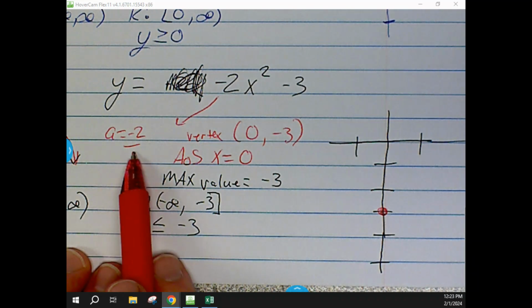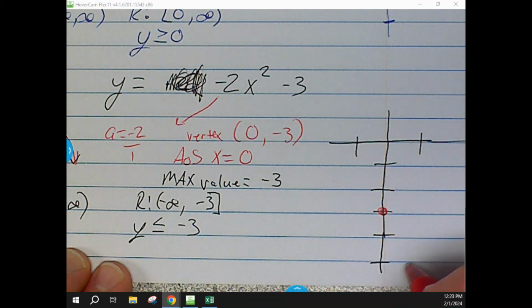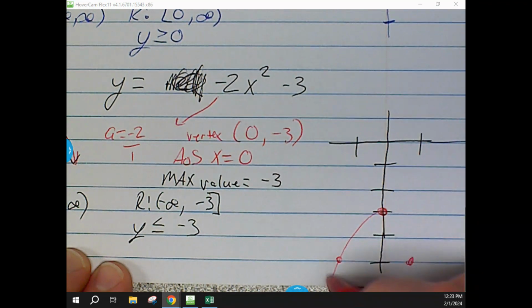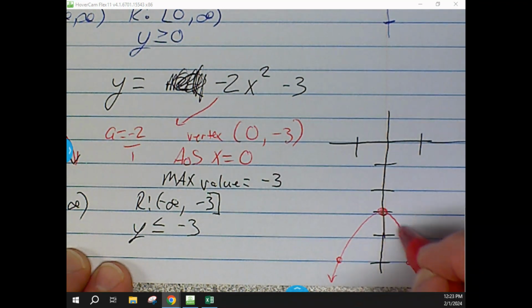Okay, our kind of slope was negative 2 over 1, so we're going to go down 2 over 1 this way and down 2 over 1 that way. So we got a graph that looks something kind of like that.